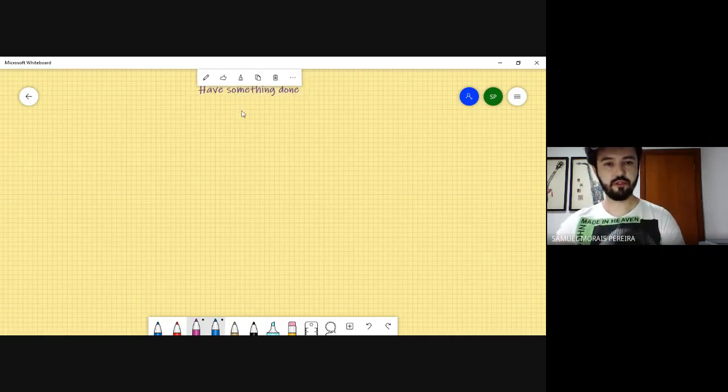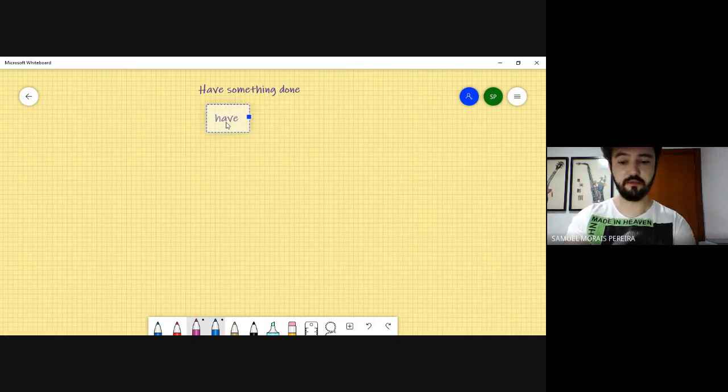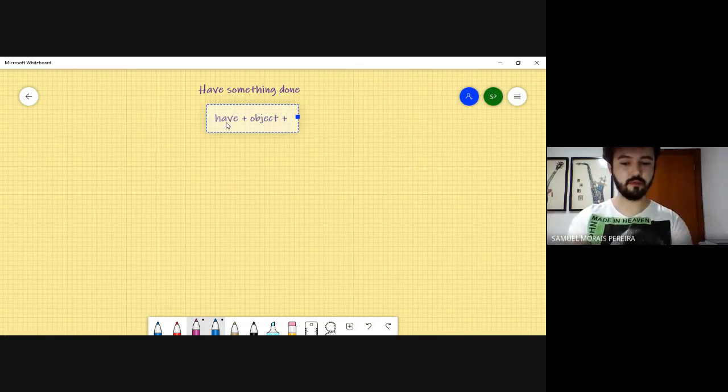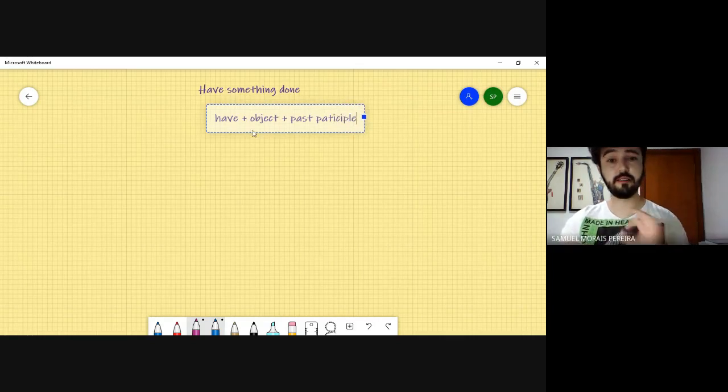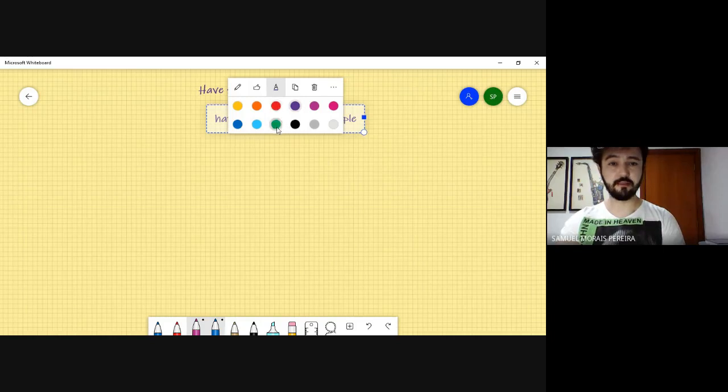And the structure is called have something done because it follows a formula, né? We have a formula that we have to use, and the formula is have, followed by what we call the object of the action, and then we have the verb itself, but we have to use the verb in the form of the past participle, okay? I'm just writing it again because I'm gonna need this formula for today's lesson, okay?